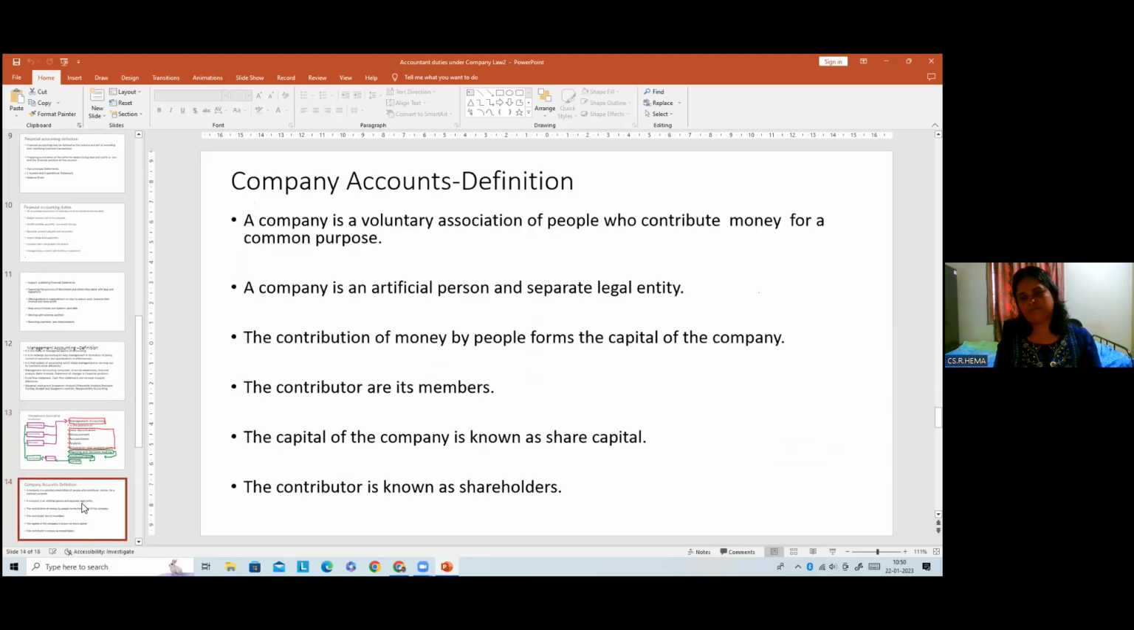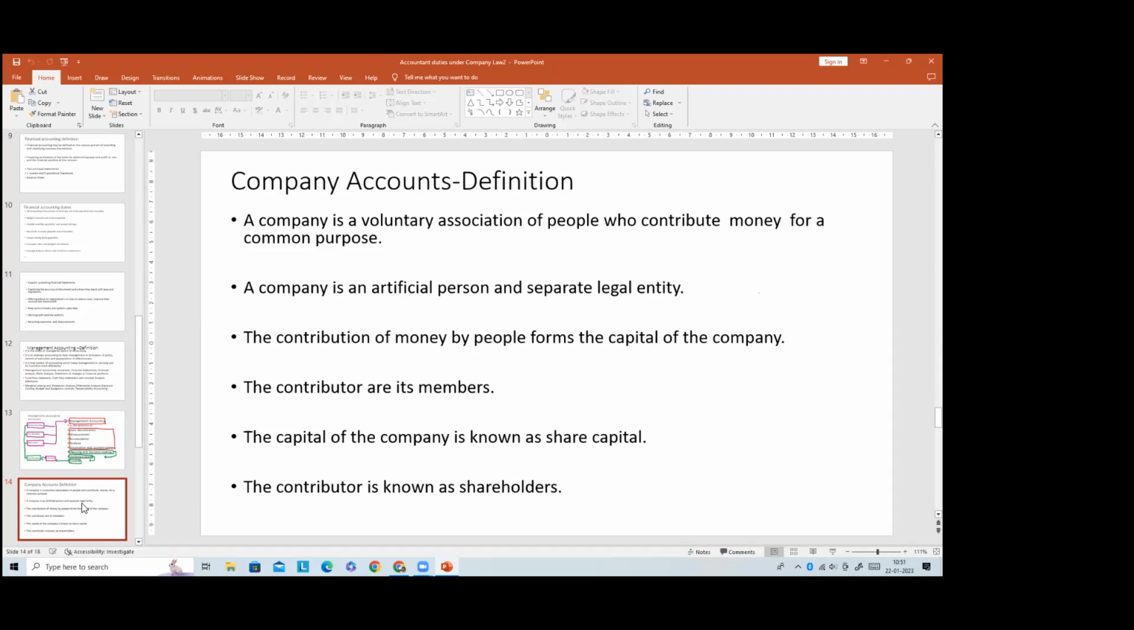Company accounts. I think some people will be working under this topic. If you are not working under company accounts, you can just see. I'm just giving a definition of company accounts. A company is a voluntary association of people who contribute money for a common purpose.